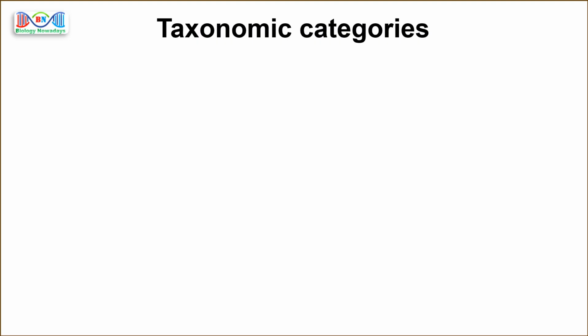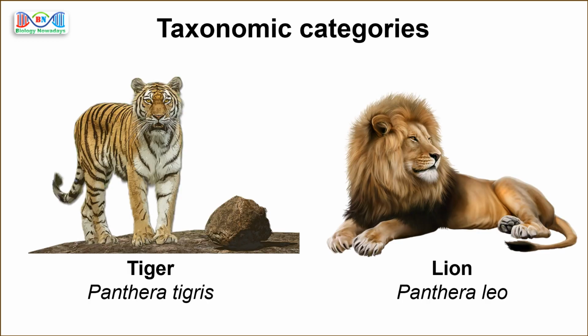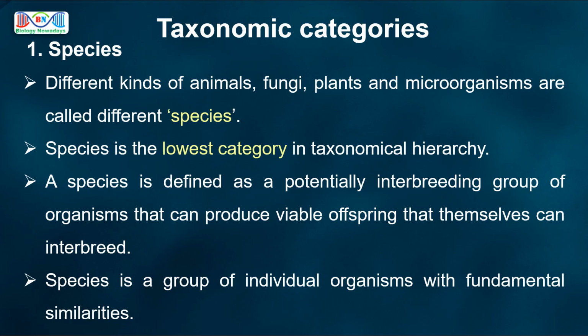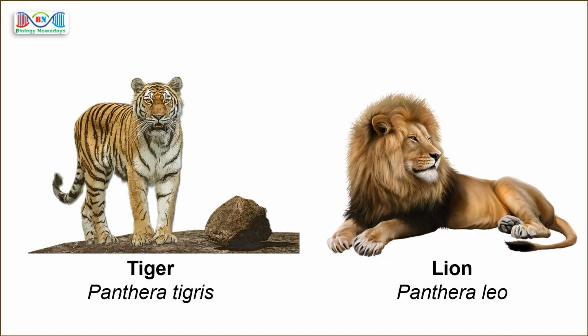Thus, animals of two different species, like a tiger and a lion, cannot interbreed, while animals of the same species can. So, species is a group of individual organisms with fundamental similarities. One should be able to distinguish one species from the other closely related species based on the distinct morphological differences. If you take the case of tiger and lion, you can easily find distinctive morphological differences, right? Each genus may have one or more than one specific epithets representing different organisms, but having morphological similarities.